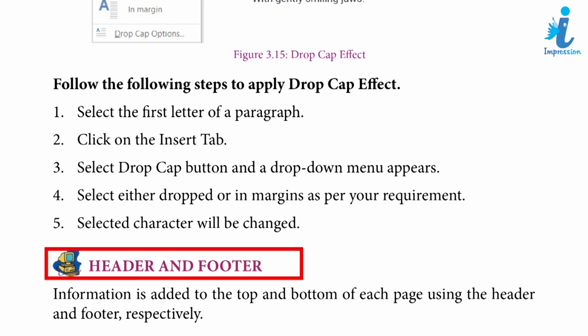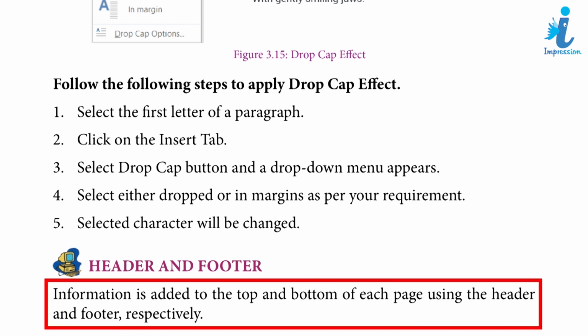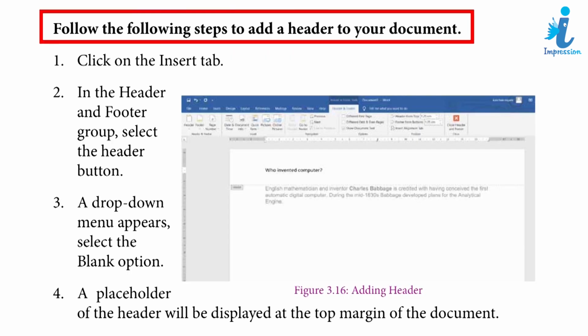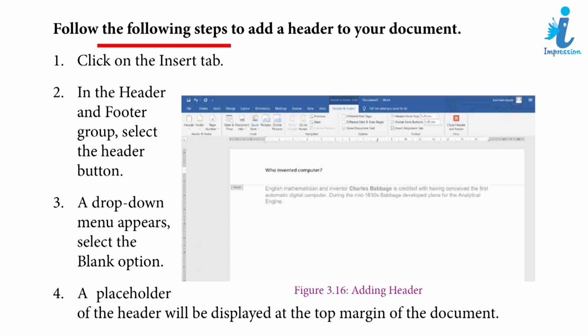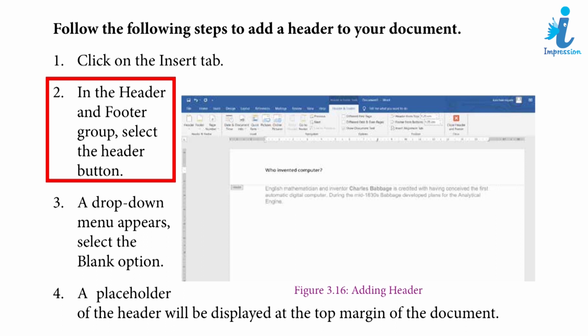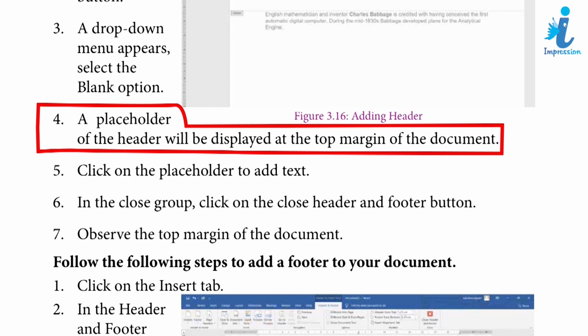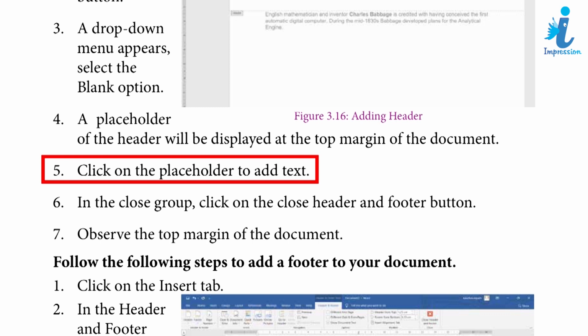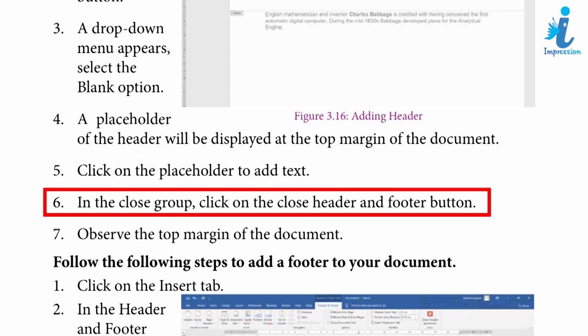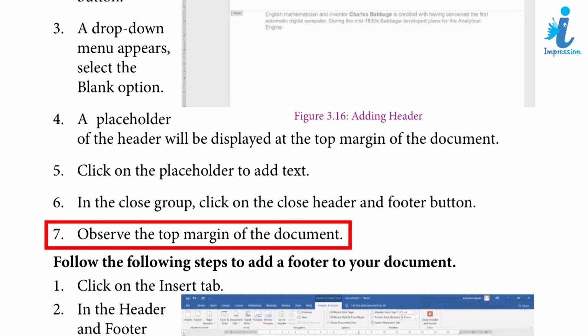Header and footer. Information is added to the top and the bottom of each page using the header and footer respectively. Follow the following steps to add a header to your document. 1. Click on the Insert tab. 2. In the header and footer group, select the header button. 3. A drop-down menu appears, select the blank option. 4. A placeholder of the header will be displayed at the top margin of the document. 5. Click on the placeholder to add text. 6. In the close group, click on the close header and footer button. 7. Observe the top margin of the document.